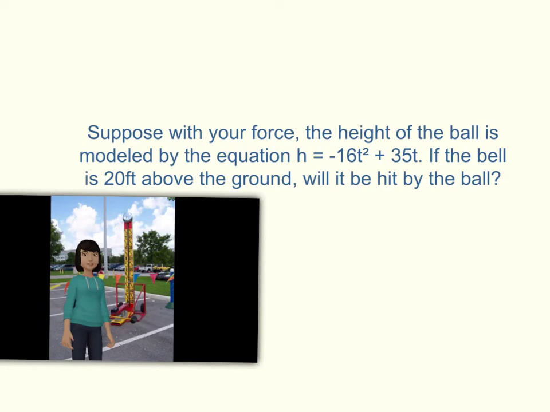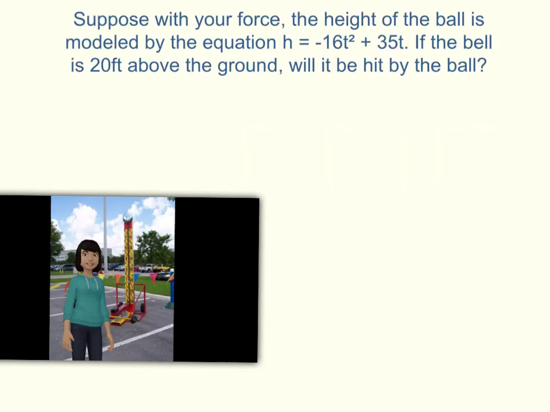Suppose with your force, the height of the ball is modeled by the equation h equals negative 16t squared plus 35t, where h is the height of the ball and t is the time in seconds. If the bell is 20 feet above the ground, will it be hit by the ball? So the question is, with this equation, is it possible to hit the ball so it goes 20 feet high? So we're wondering, if you plug in 20 feet for h, is it possible? Is there a possible solution for t?